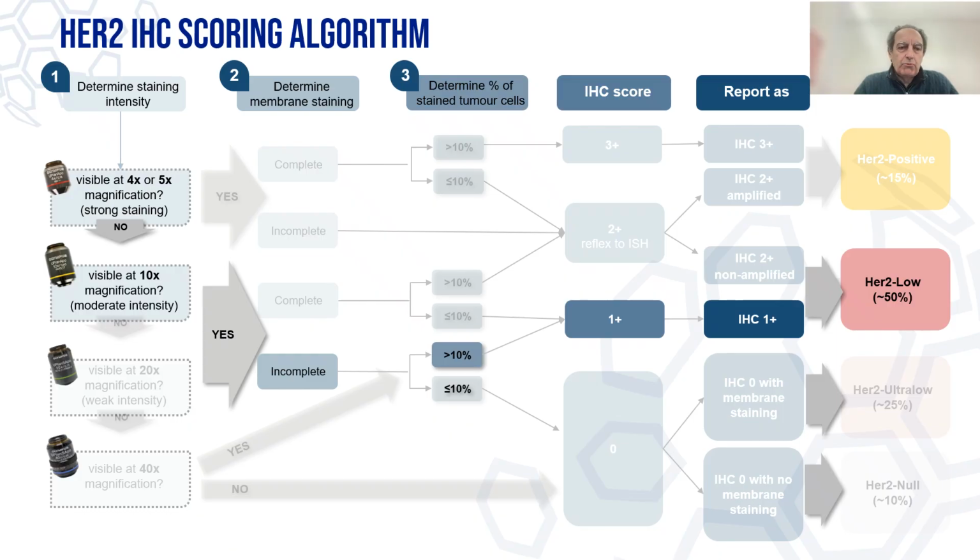So if we go back to our algorithm, confirm that this is incomplete membrane staining in more than 10% of the cells, we are now in this upper portion of the algorithm that says this is IHC 1+, which translates to Her2 low.